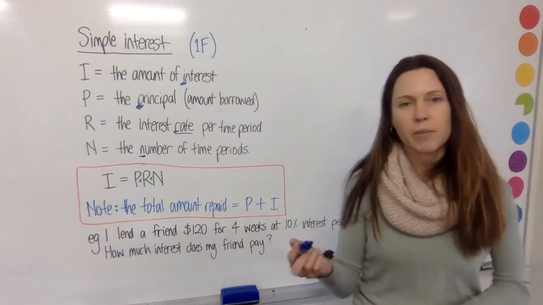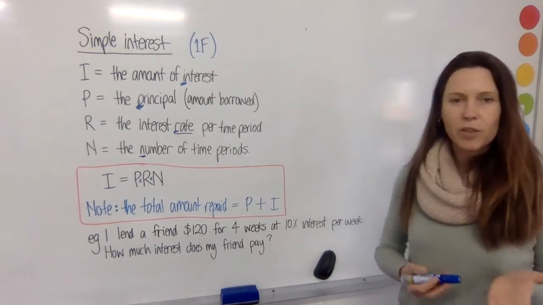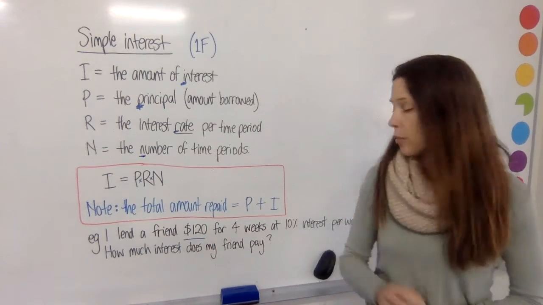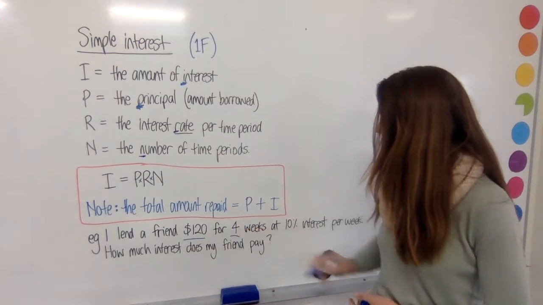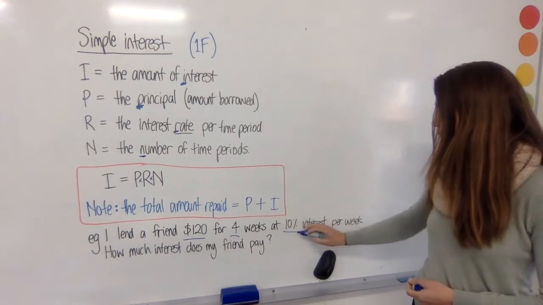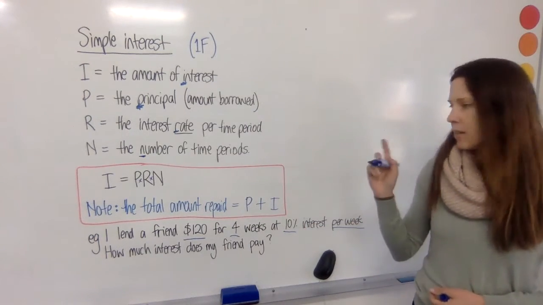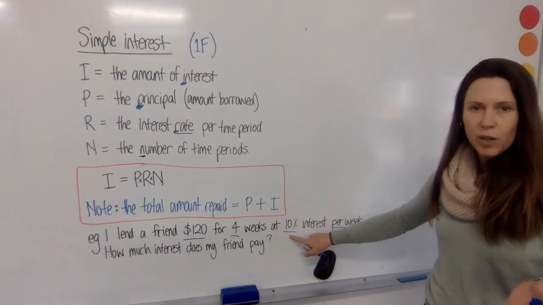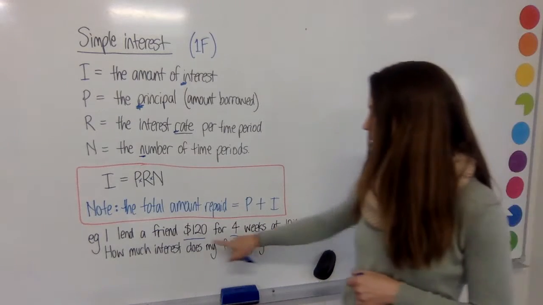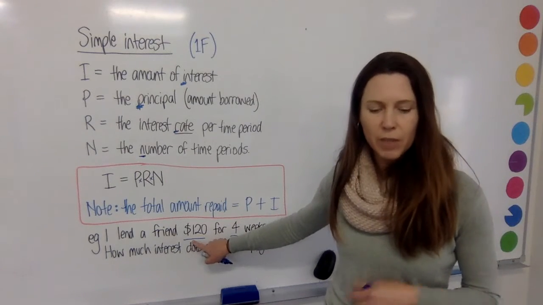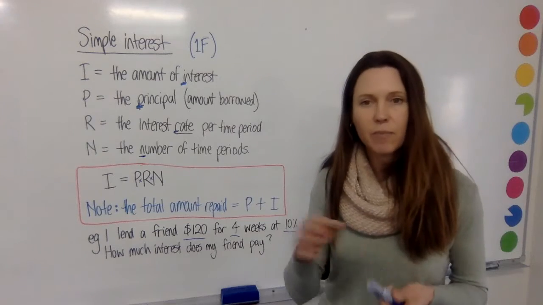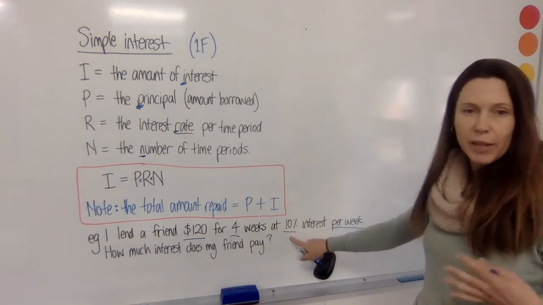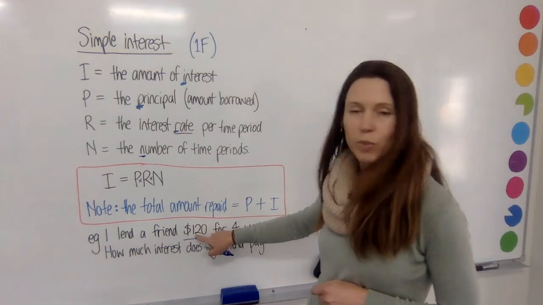Now, just the very concept of interest. So let's look at an example. I lend a friend $120, so that's the principal, for 4 weeks at 10% interest per week. Now, let's think about what this really means. I want a little bit more back than what I've lent. What is 10% of 120? Well, you can type that in your calculator, 10% times 120. I can see that 10% is 1/10, and 1/10 of 120 is 12.